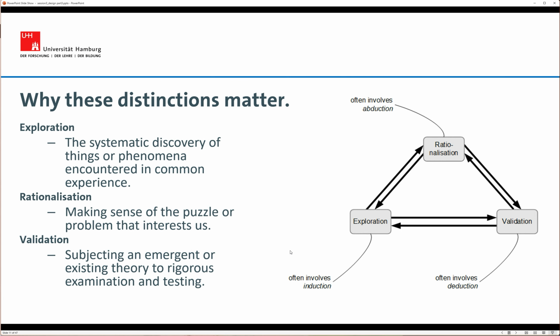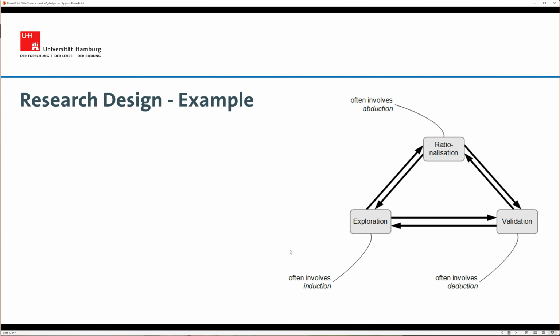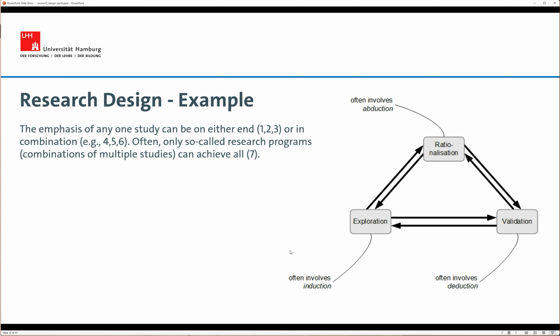So exploration is the systematic discovery of things or phenomena. Rationalization is a sense-making process or a search for an explanation for the puzzle or problem. And validation is subjecting an emerging or existing theory to rigorous examination and testing. And now in research design, what we usually do is build research designs that are focused on either one end of this triangle or on the relationships. So the emphasis of any one study can be on exploration, rationalization, or validation, or some combination of them.